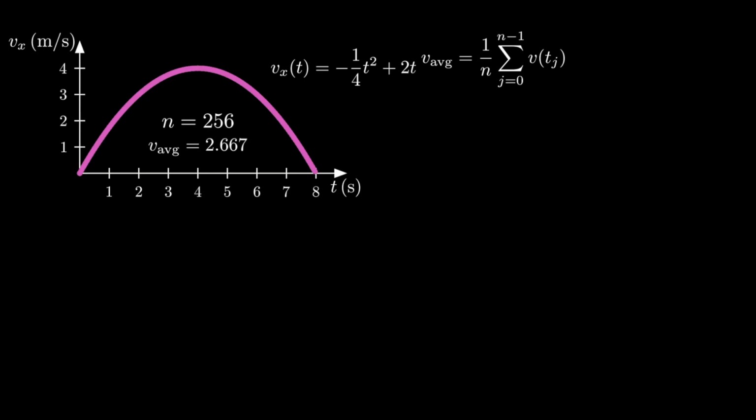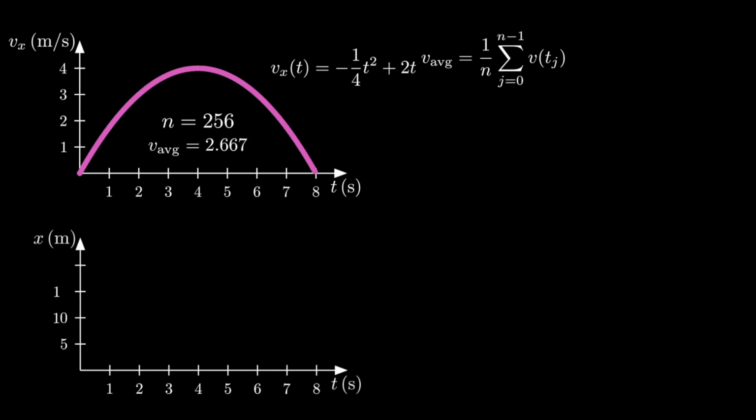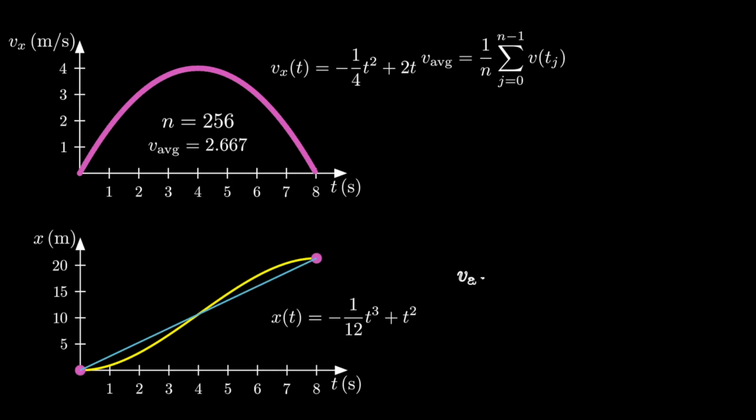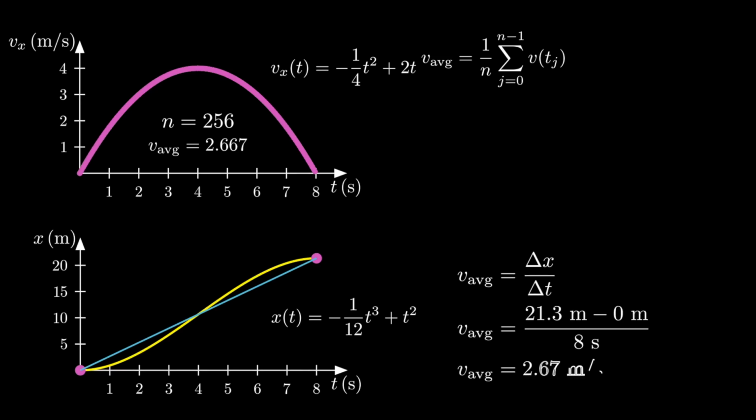What if instead we plot the position versus time graph for the pullback car? Identify the position at 8 seconds, subtract from this the position at 0 seconds, and divide by the 8-second time interval to find a straight line slope between the 2 points marked on the graph. Remarkably, the average velocity comes out to be exactly the same value as we just calculated by sampling many points on the velocity versus time graph. This is not an accident.